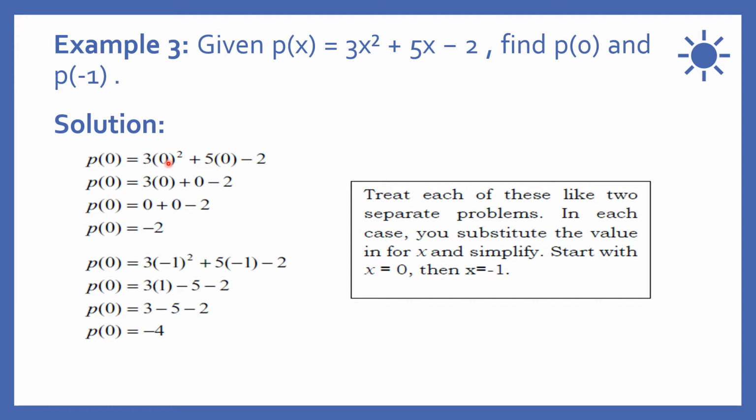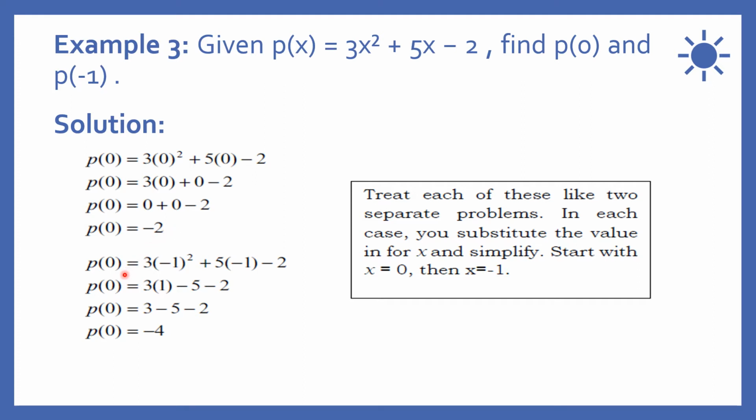Unahin yung nasa parenthesis. So, we have 0 squared is 0. Kaya, 3 times 0 yan. Plus, 5 times 0 is 0. Minus 2. Any number multiplied by 0 is 0. So, again, ito, 3 times 0 is 0. Plus 0, minus 2. So, 0 plus 0 minus 2, this is equal to negative 2. So, if x is 0, ang value ng y natin or p of 0 is negative 2.